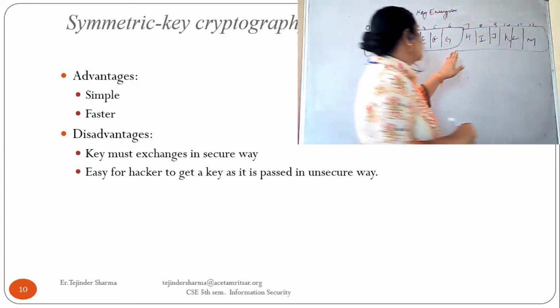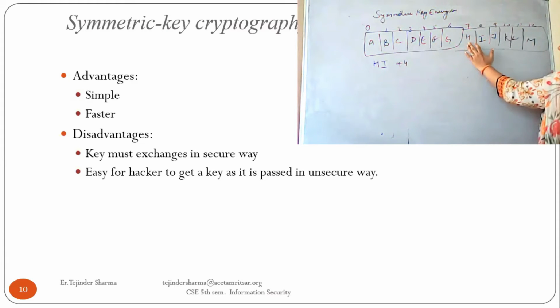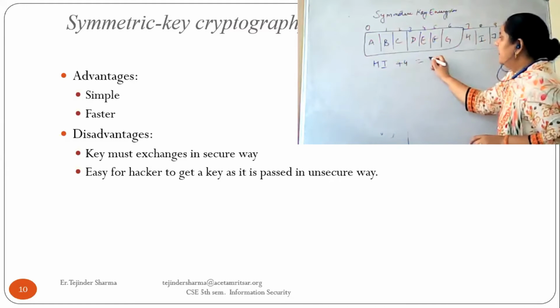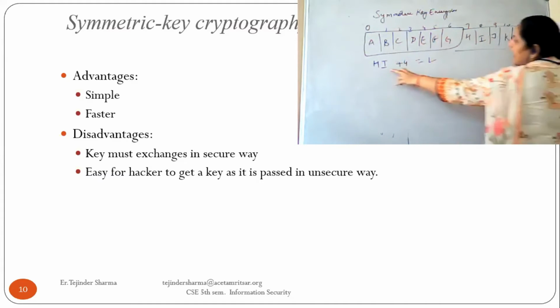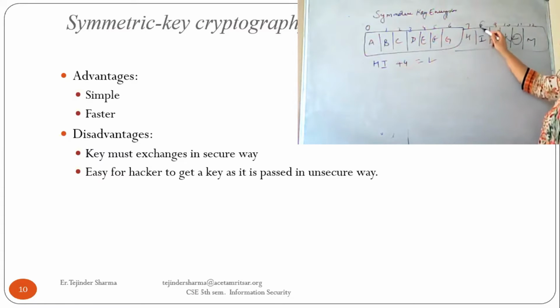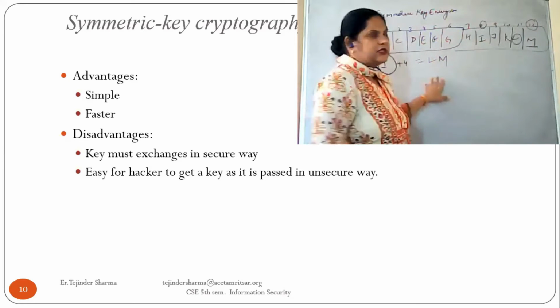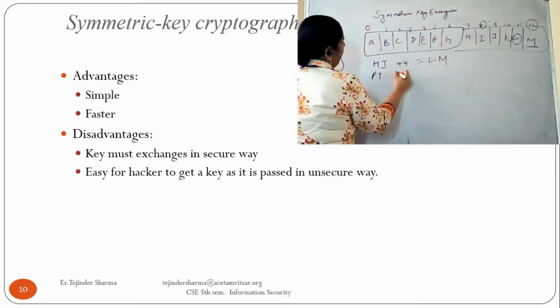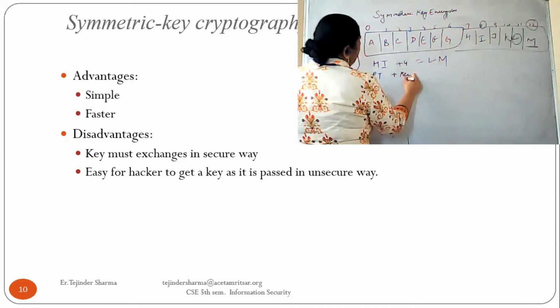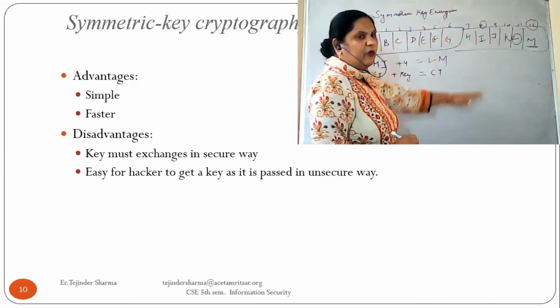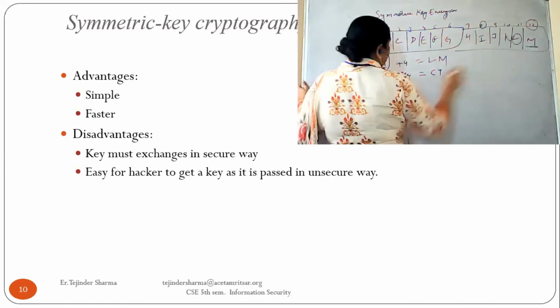So H is at the 7th position. Then +4, 1, 2, 3, 4th letter you will pick, L. Then for I, I is at the 8th position. 8 + 4 is 12. So you will pick the letter at the 12th position. So this will be LM. So this is my plain text, this is my key which is the shared or symmetric key, and this is my ciphertext. Now I will transmit this LM over the transmission channel to the receiver.